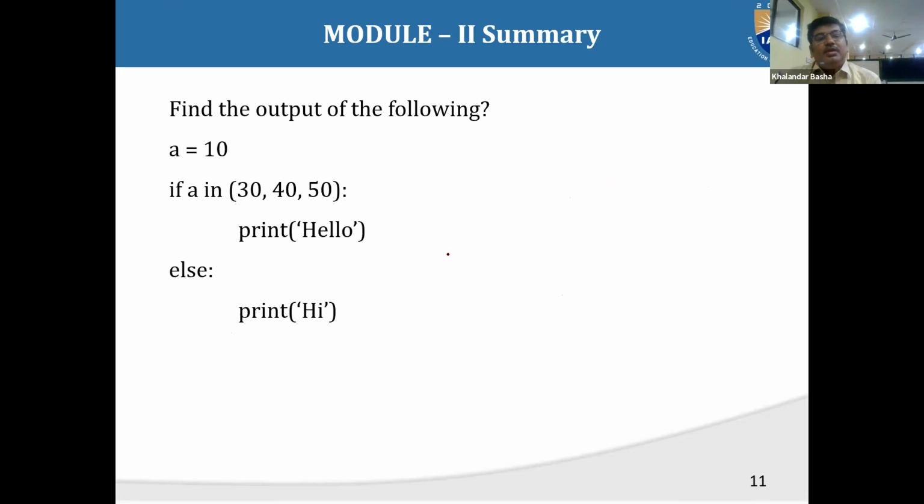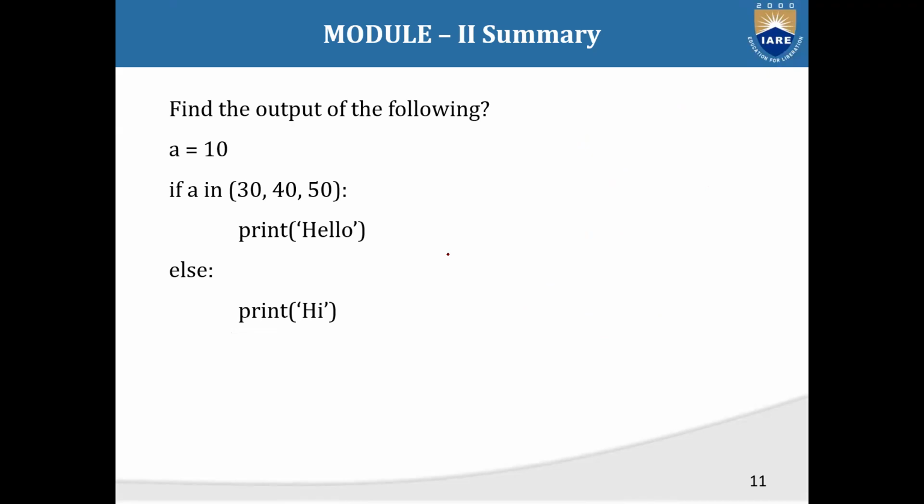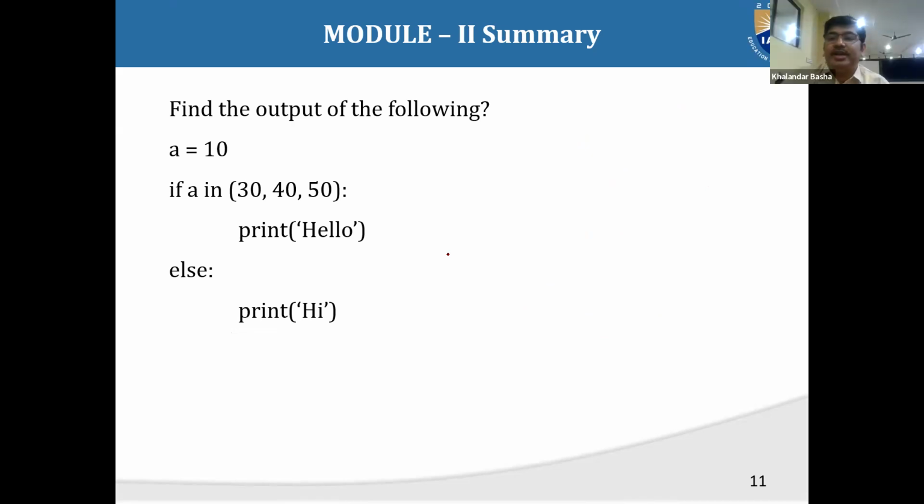Next, what is this operator? It is the membership operator. A in 30, 40, 50 is a membership operator. In and not in are membership operators. So what is the value of A? A is 10 and you are checking this number in a list which consists of 30, 40, 50. As it is not existing, if A in 30, 40, 50, it is going to return false.